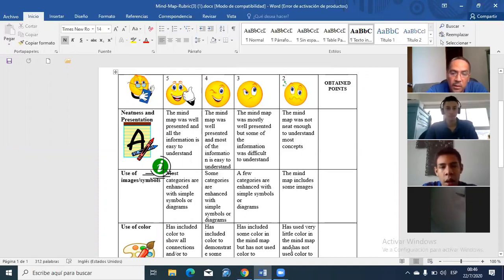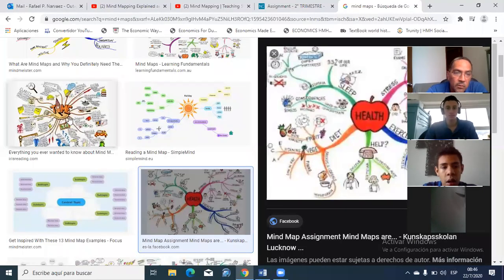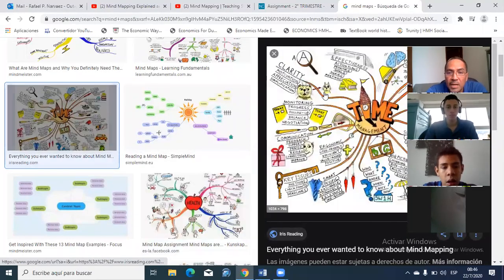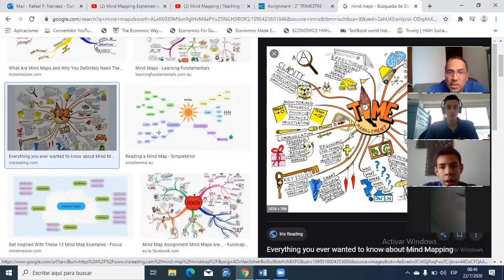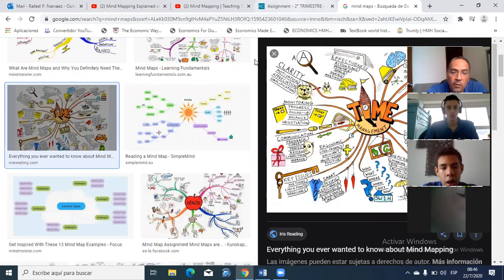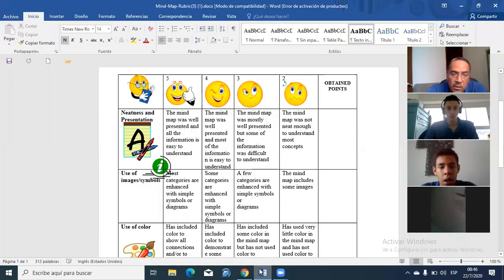Like you see over here in these examples in Google, there are different examples. They use different signs, different small pictures. Look at the size of the letters, and the other size is small, okay? So be aware of that, guys. Now let's continue with the rubric.